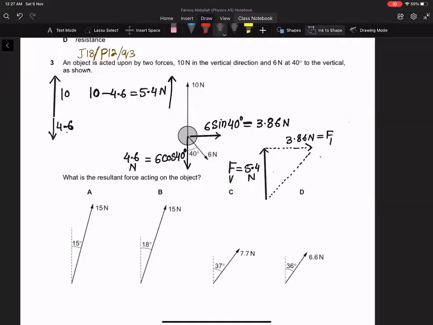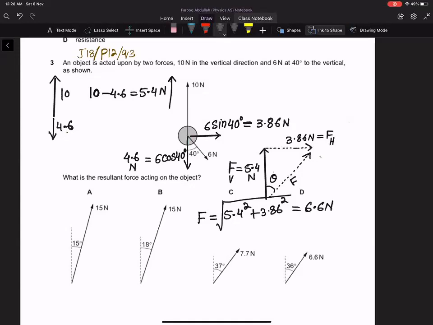The resultant of this horizontal and this vertical would be this vector, and this would be its angle. Now we need to calculate F and the angle theta. F will be equal to the square root of 5.4 squared plus 3.86 squared. If we calculate this, it gives 6.6. So it is 6.6 Newtons.